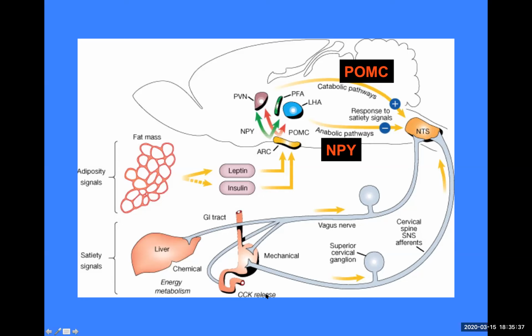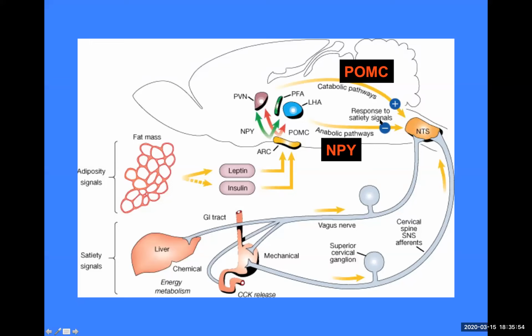CCK, that was in the vocabulary slide a moment ago, cholecystokinin, responds directly to protein and fat. Have you had a high quality meal recently? And all this information gets taken up by the vagus nerve and sent into the brain via a slightly different pathway.